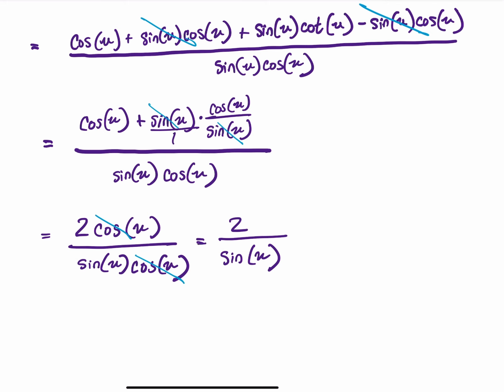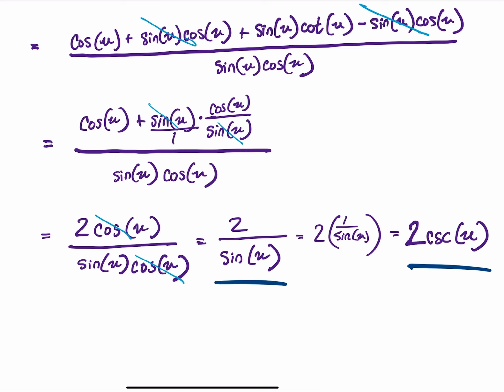And I think the text stops here, but we could also get rid of this fraction if we see this as 2 times 1 over sine. Well, 1 over sine is the cosecant. We can also express this as 2 times the cosecant of u. So either here or here, it's already really simplified.